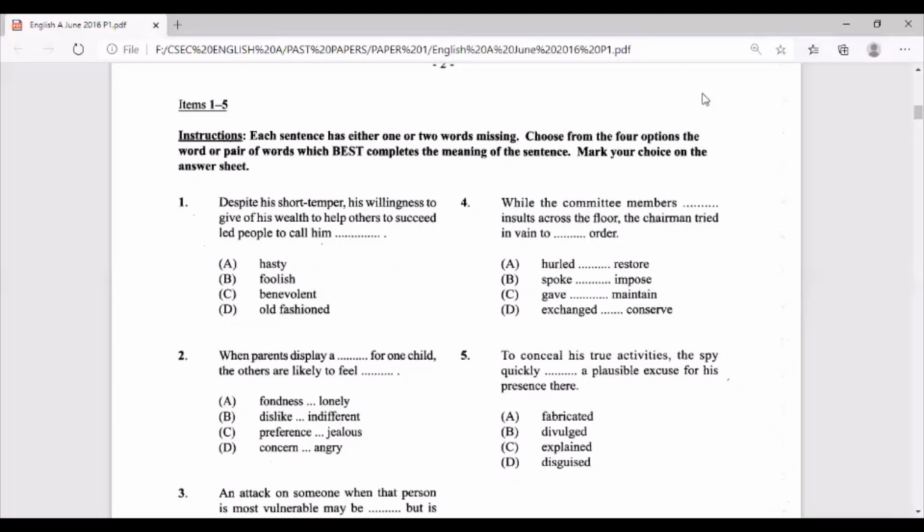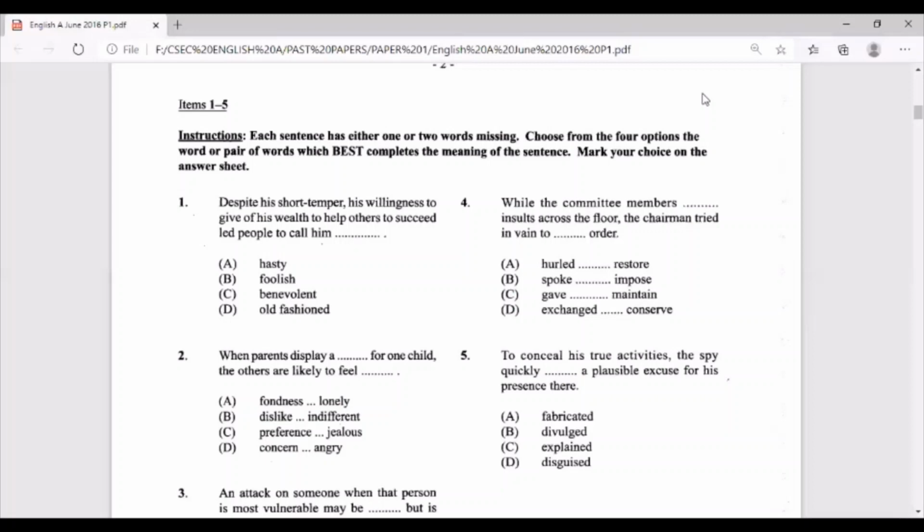It is very important as well that you read every instruction that comes with each section. For items 1 to 5, our instruction says, each sentence has either 1 or 2 words missing. Choose from the 4 options the word or pair of words which best completes the meaning of the sentence. Then you'll mark your choice on your answer sheet.